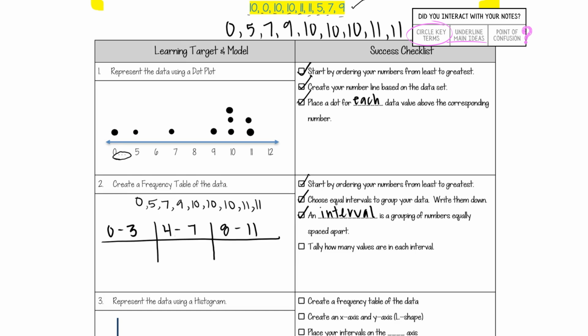And we have one more step. It's to tally how many values are in each interval. So how many values are between 0 and 3 in our set of data? There's only one. 4 to 7, I have a 5 and a 7, so that's 2. And then 8 through 11 has the biggest group. There are 5. 1, 2, 3, 4, 5. I'm sorry, there's 6.